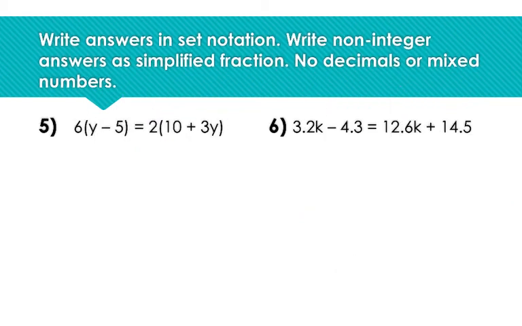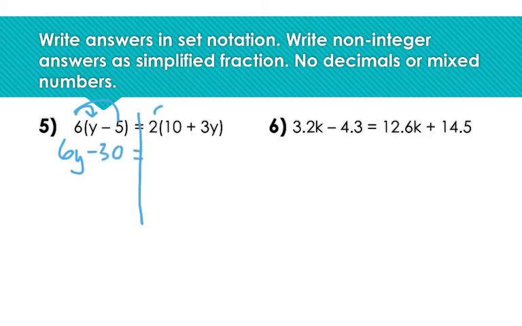Let's move on to number 5. Still doing the same things. Here we're again going to need to distribute, since we have a 6 next to our parentheses on the left side of our equation and a 2 next to the parentheses on the right side of our equation. So we're going to distribute the 6, so we get 6y, and distribute the 6 to the negative 5, so negative 30.